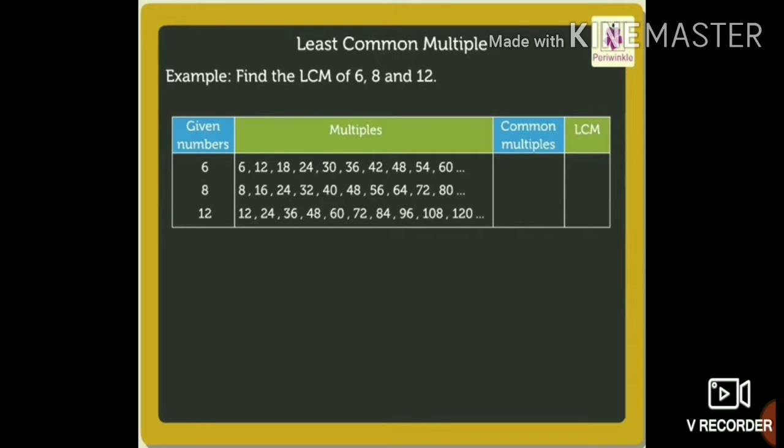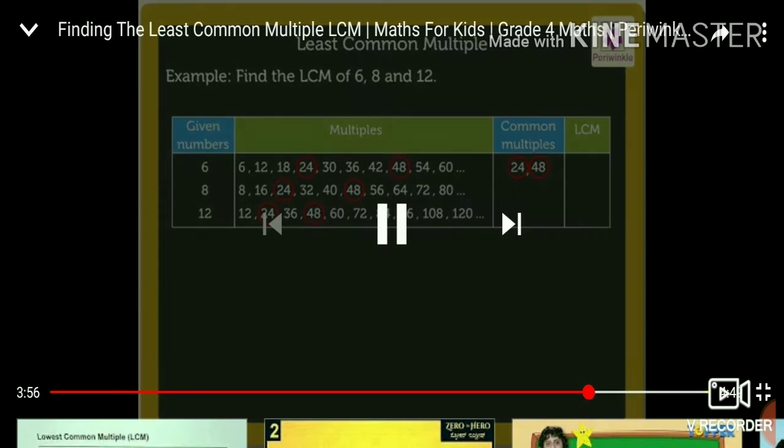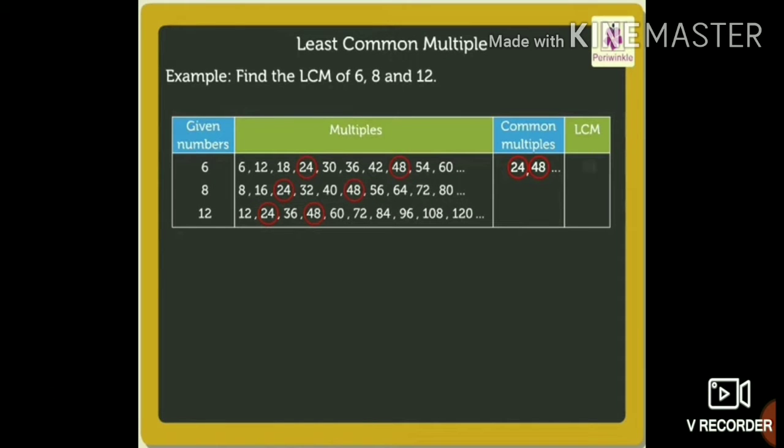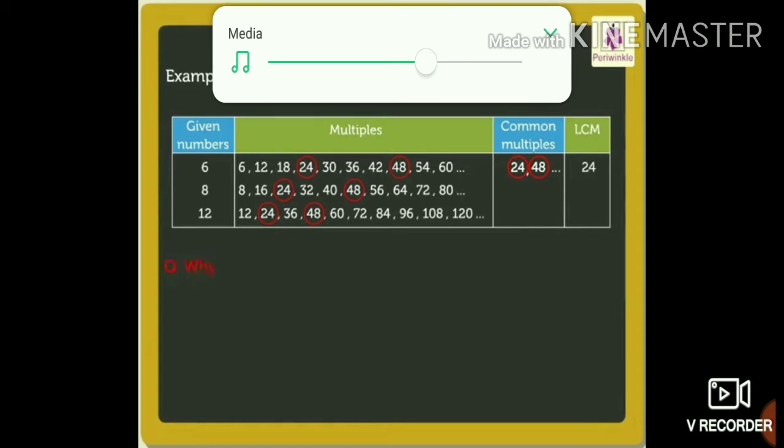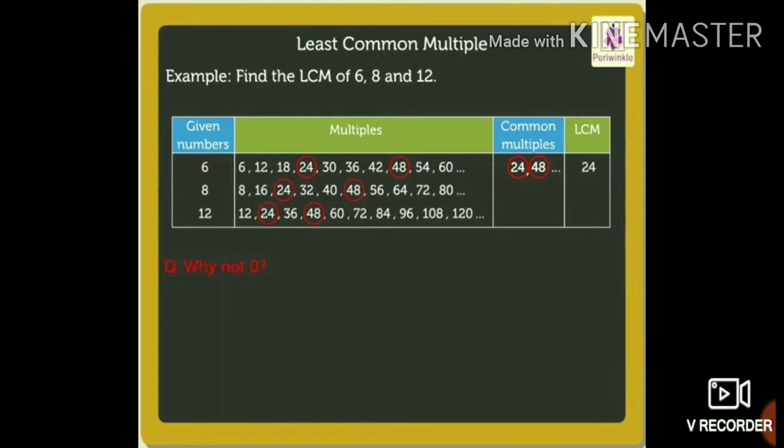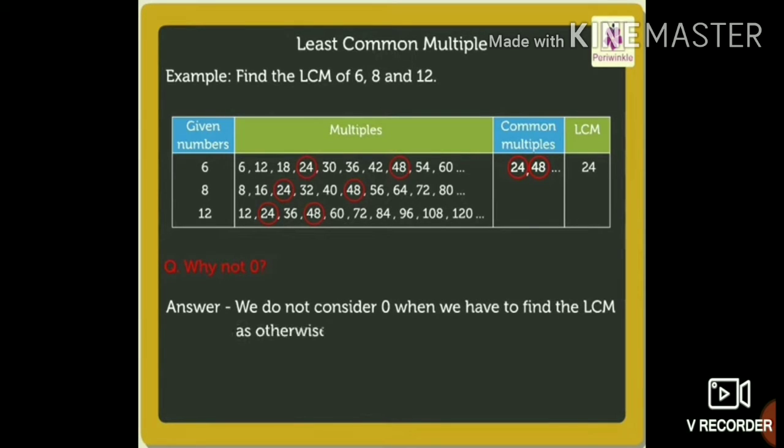In these multiples, which are common to 6, 8 and 12? Many multiples are common. 24 is a common multiple, 48 is a common multiple. Of 24 and 48, which is the smallest? 24 is the smallest, so it is the least common multiple. So the LCM of 6, 8 and 12 is 24.